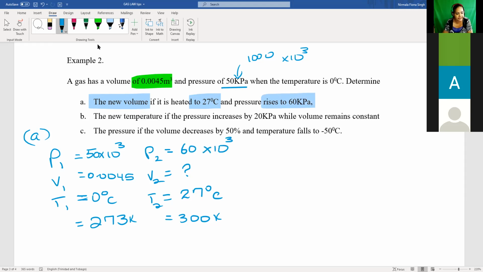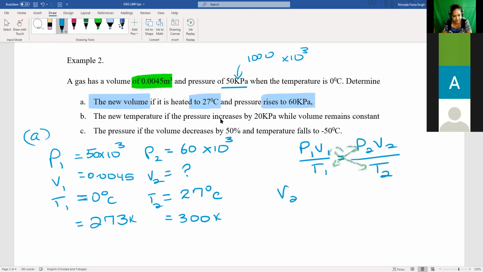So what they've asked us to find here is V2. So let's open up our formula. P1 V1 over T1 is equal to P2 V2 over T2. Personally, I would manipulate the formula to make V2 the subject of the formula. So what you do, you cross multiply and divide where you need to. So I'm going to get V2 is equal to P1 V1 multiplied by T2, and you're going to get T1 multiplied by P2. So I can plug in all my values right now.